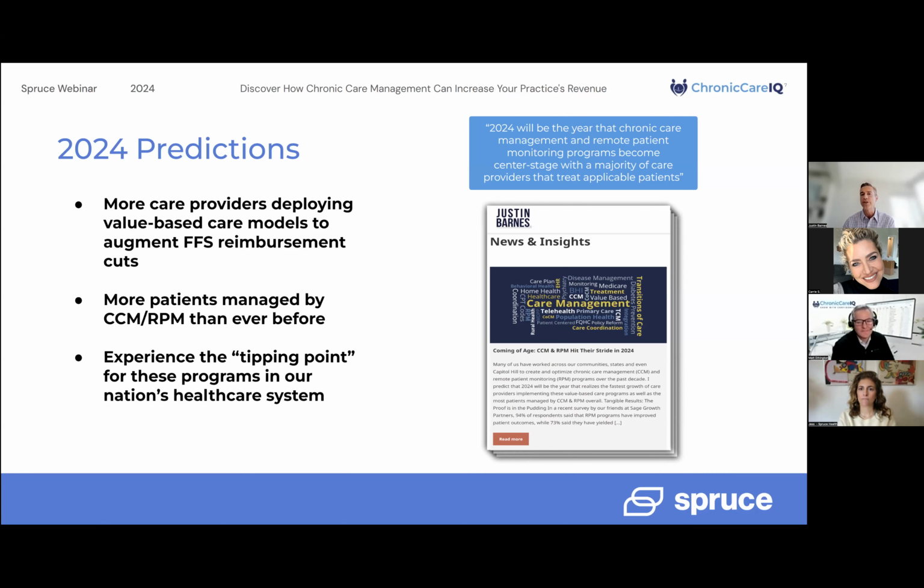But I really do see 2024 as a tipping point. We're going to have more care providers participating in these programs across the board than ever before, more patients being monitored, better outcomes than we've ever seen before as we get better as a country, and certainly as we get better as a government, looking to how to enable these types of programs and incentivize them. But we've really hit the tipping point. So I think it's really exciting from that component.